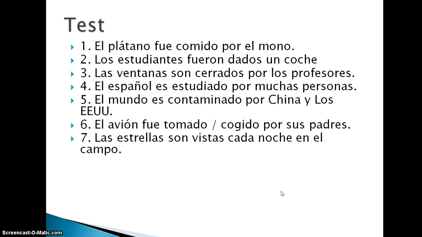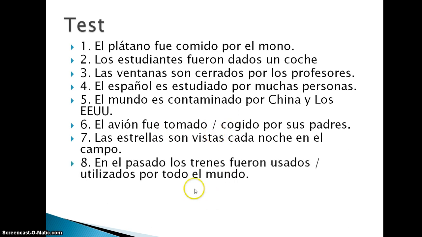Las estrellas son vistas cada noche en el campo. Son, present tense, vistas. Visto is an irregular past participle, so if you have a look at your irregular ones, you'll know those. Estrellas are feminine, AS on the end instead of just O. En el pasado, los trenes fueron usados or utilizados, two verbs of verb to use. OS, because it's trenes, masculine plural, for either of those. Preterite of the verb to be.